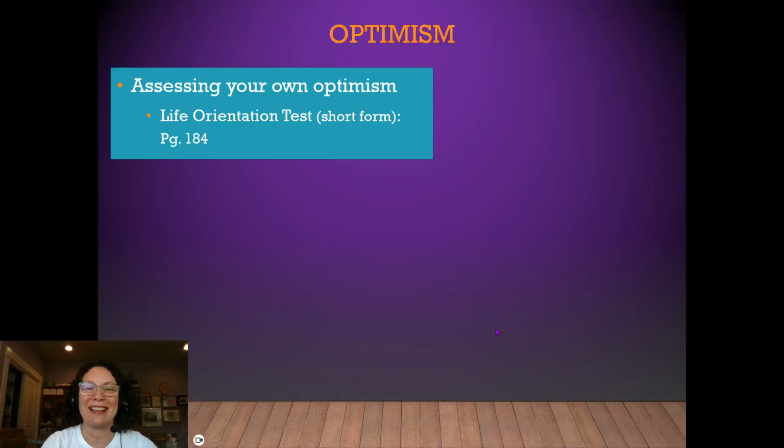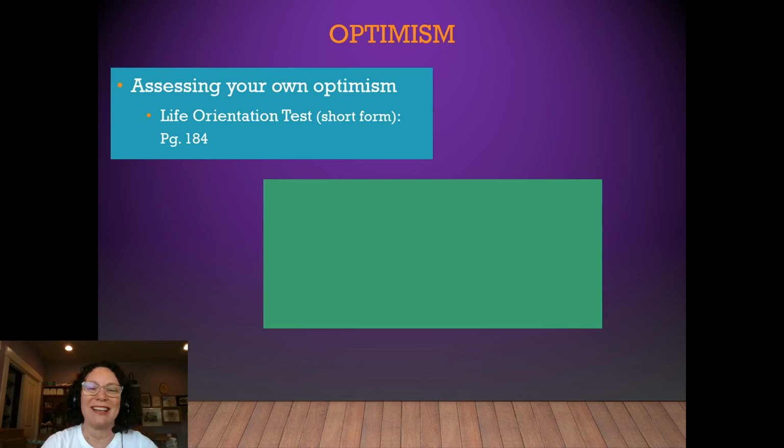If you want to take that, this is the short form. There is a longer form, but I've had difficulty finding it. I don't know if they're just selling it now, and that's why I'm having difficulty finding the full form. But anyway, you can take the short form, 10 items. All right, find out how much optimism you actually have.